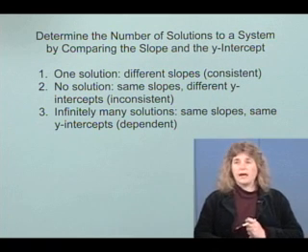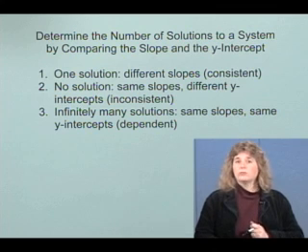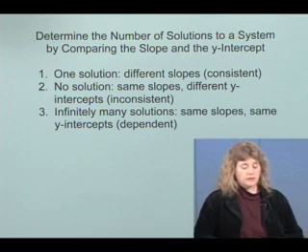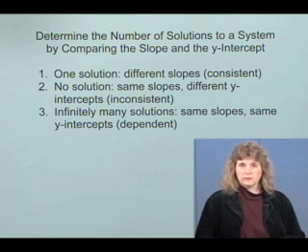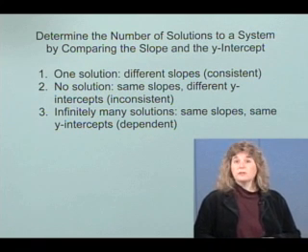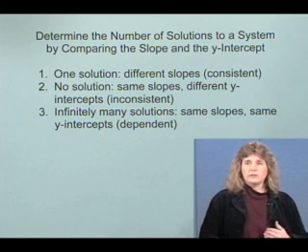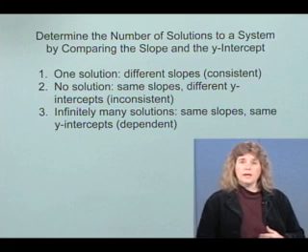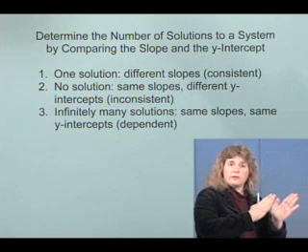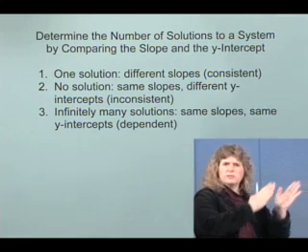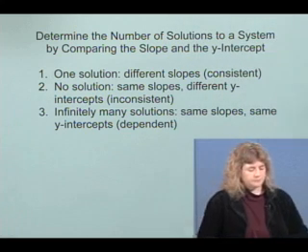We might have exactly one solution. That's when we have different slopes, the lines cross, and we call that a consistent system. It might be that there's no solution. If the equations have the same slopes and different y-intercepts, they're running parallel to each other. And remember, a solution to a system is the point where they cross. Well, if lines run parallel, they're not going to cross.